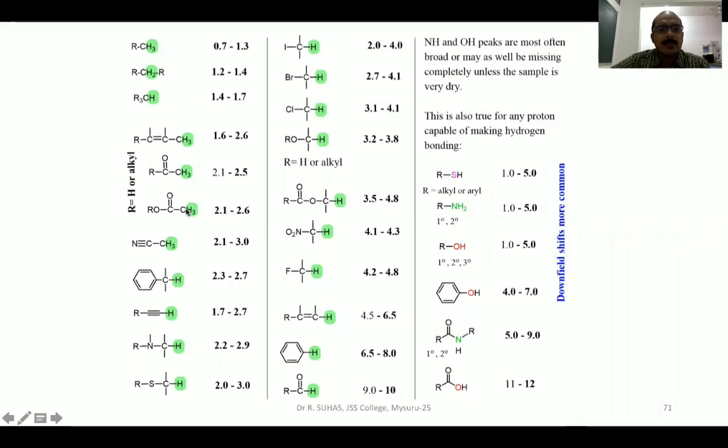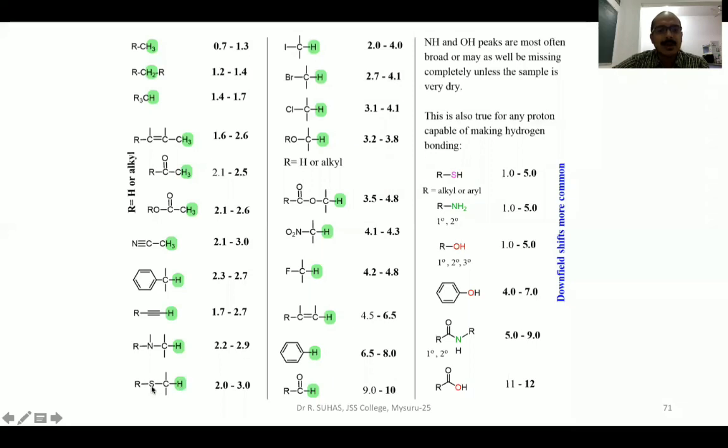This is methyl group. We can say it is a methyl ketone having electron withdrawing or electronegative oxygen, and hence its value will be slightly higher, 2.1 to 2.6. This is methyl attached to nitrile or cyanide, whose value falls between 2.1 to 3. This is aromatic methyl 2.3 to 2.7. This is acetylenic 1.7 to 2.7. This is proton attached to amine 2.2 to 2.9.